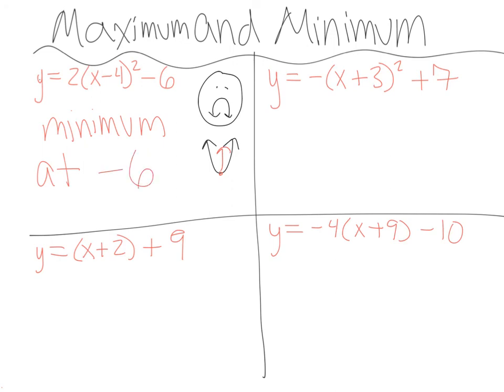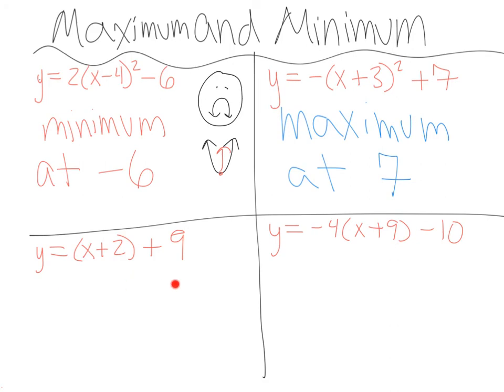For the next problem, we have a negative. So remember, max is negative. So this one is going to be a maximum. And it is a maximum at the y-coordinate of the vertex. So again, looking on the outside of the parentheses, maximum at 7.